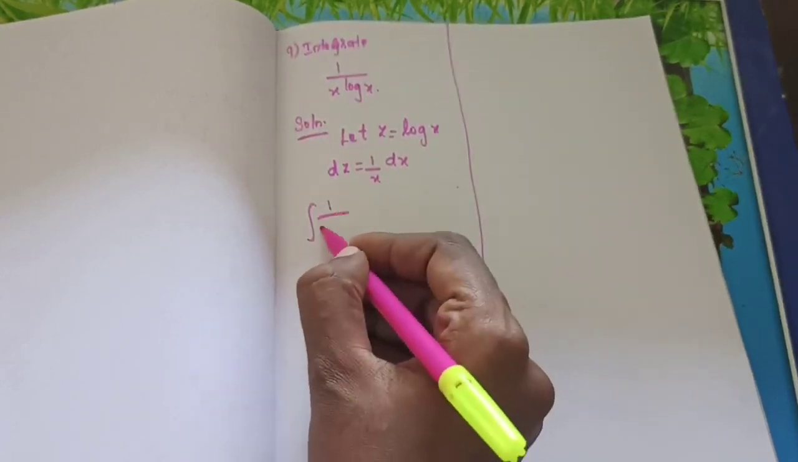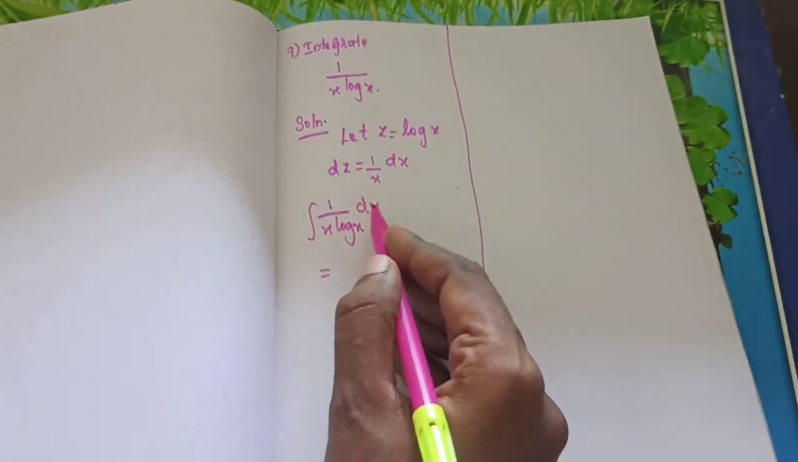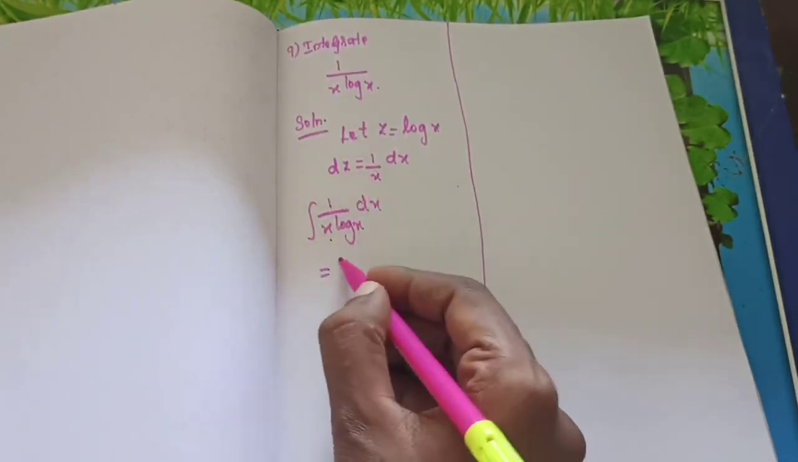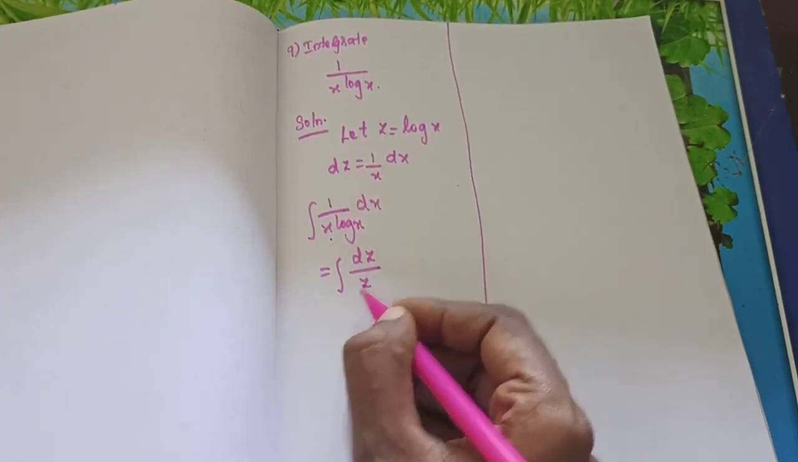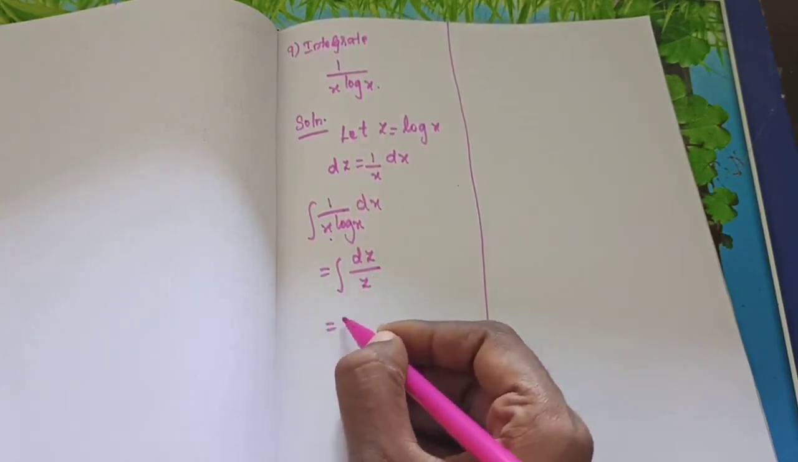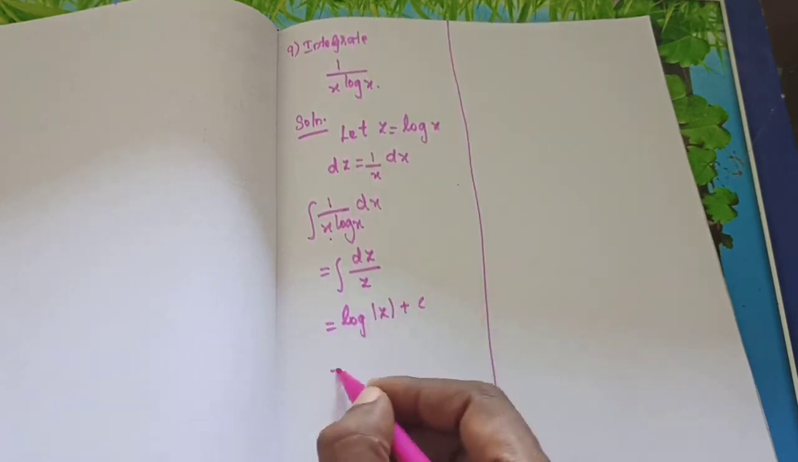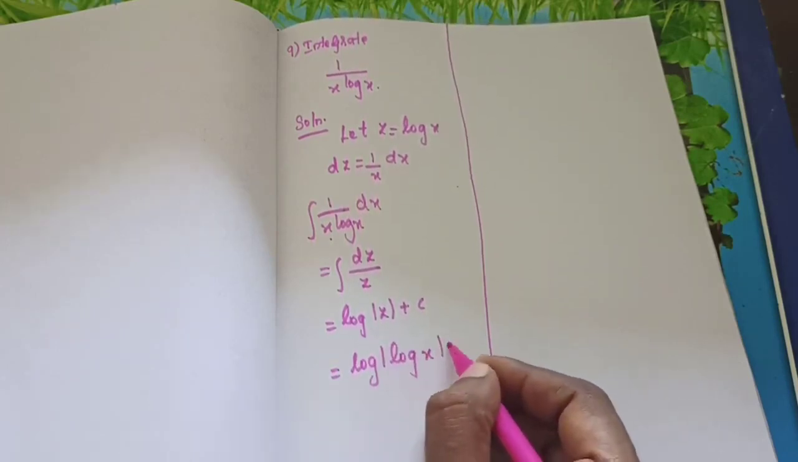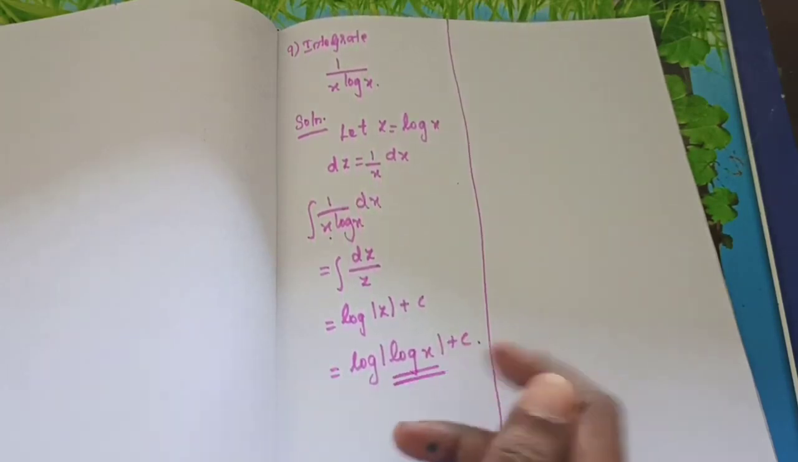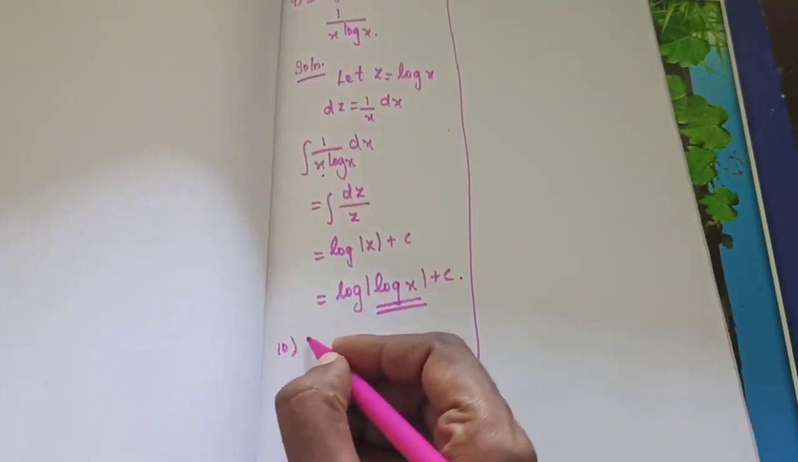So just substitute. 1 by x into log x dx is equal to, in place of dx by x, you can substitute dz, so dz divided by log x, that is z. What's the integration of dz by z? Log of mod z plus c. What's the z value? Log of mod of log x plus c. That's the answer. Have you got it? Very easy. Let's move to the next question.